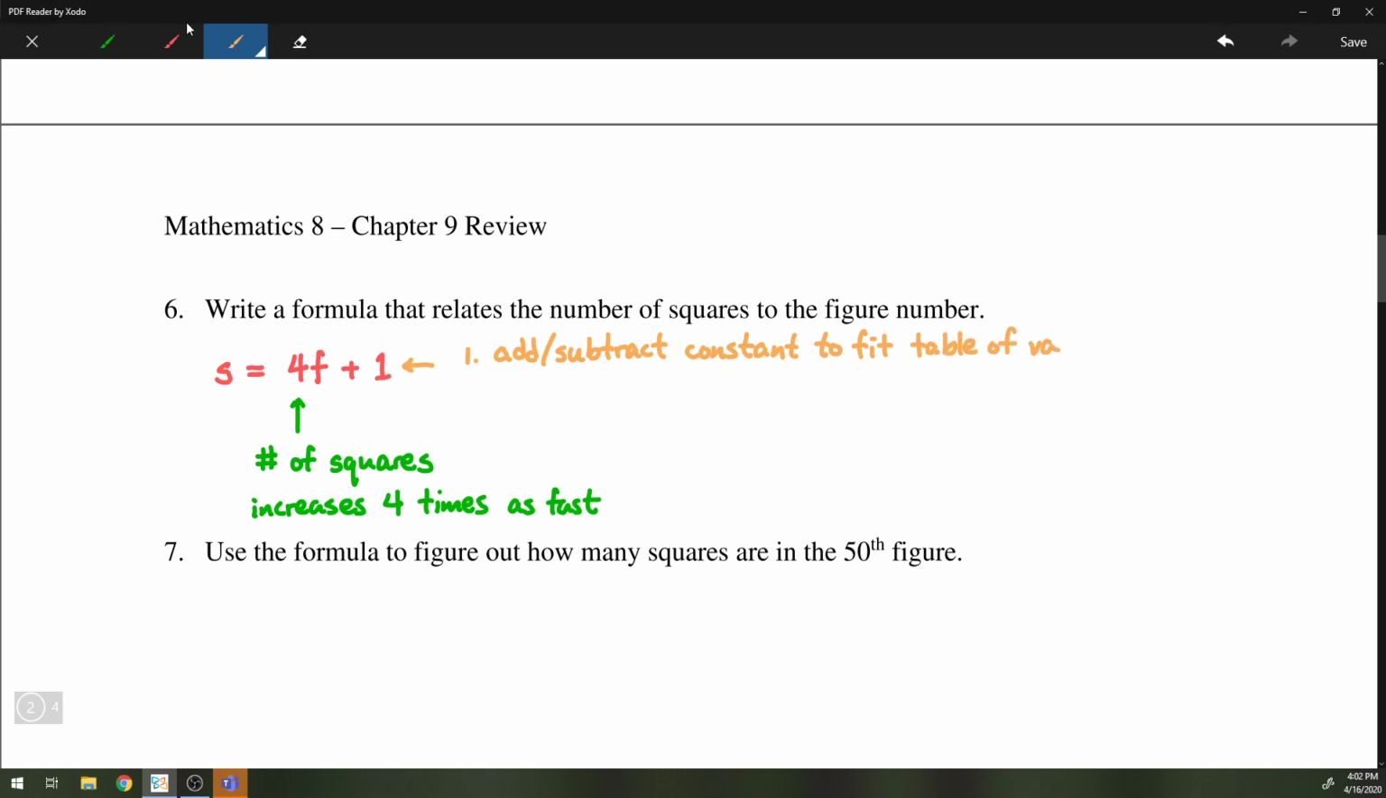And the other thing that you might want to do is, in this case, you can consider figure 0. In figure 0, you have 1 square.